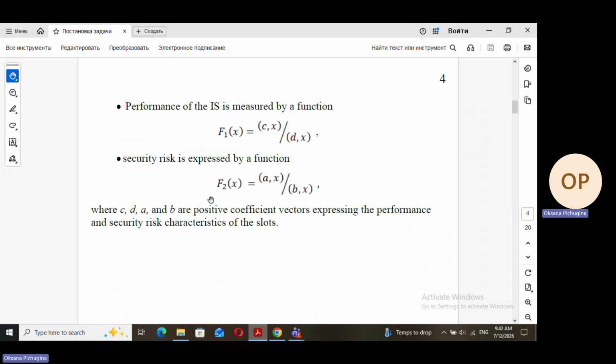We consider 2 conflicting goals: maximizing performance efficiency and minimizing the adversarial security risk. The first criterion, F1, is the performance output relative to resource cost. The second, F2, is attack exposure relative to protection cost, and it is minimized.